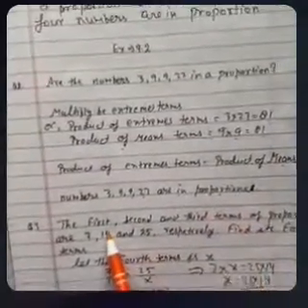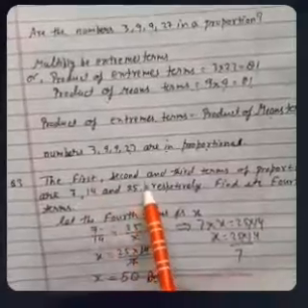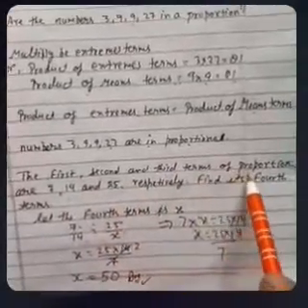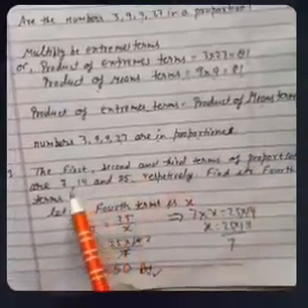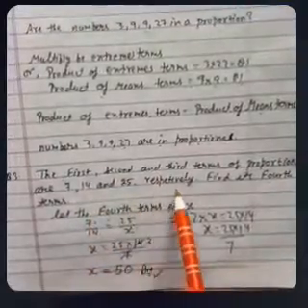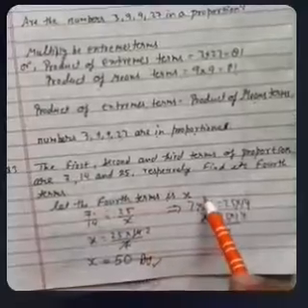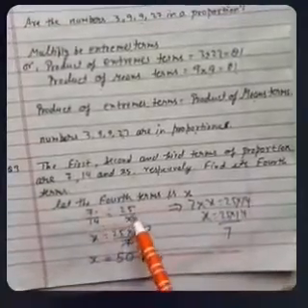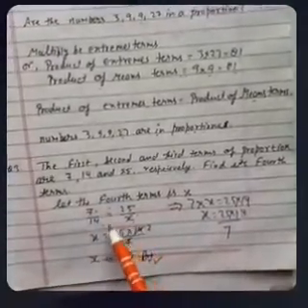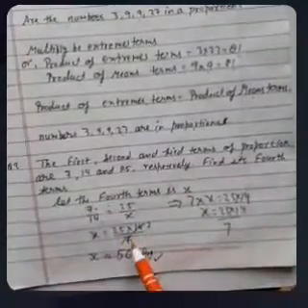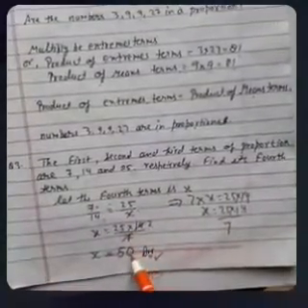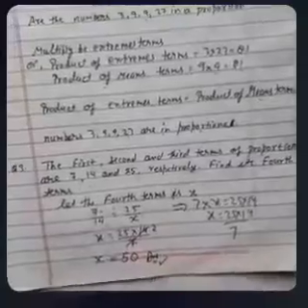Question number 3. The first, second and third terms of a proportion are 7, 14 and 25 respectively. Find its fourth term. Let the fourth term be x. 7 upon 14 is equal to 25 upon x. Now x is equal to 25 into 14 upon 7. 7 twos are 14, so 25 twos are 50. 50 is your answer.